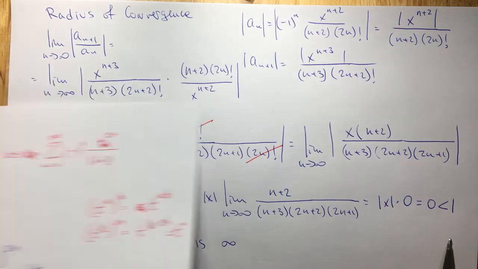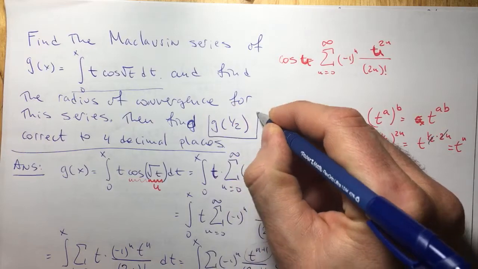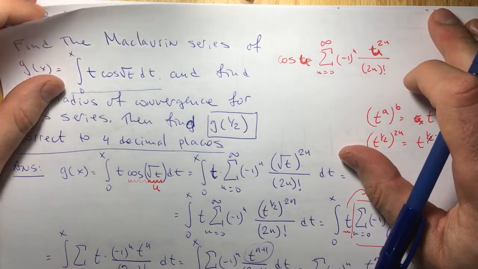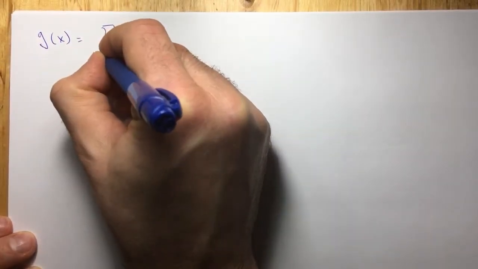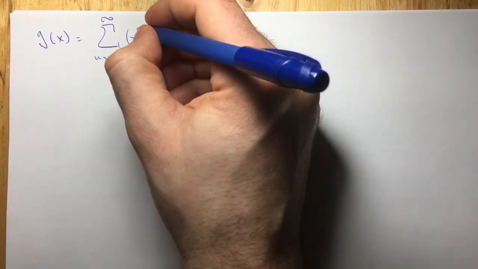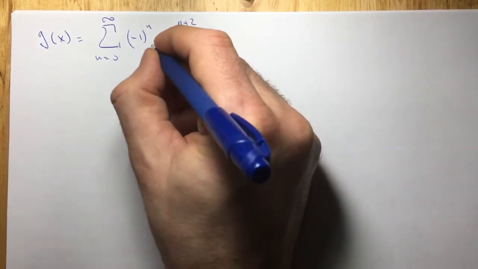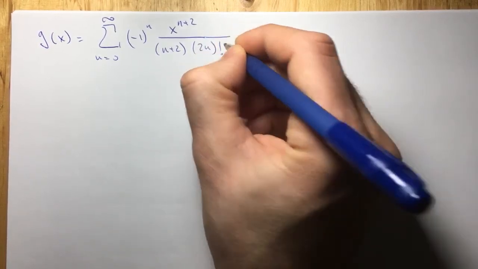And now the third question here, it says find g of 1/2, correct, accurate to 4 decimal places. Okay, so let's write down from the beginning what was g of x. We found that g of x is equal to the sum, when n goes from 0 to infinity, -1 to the power of n, x to the power of n plus 2, over n plus 2 times 2n factorial.